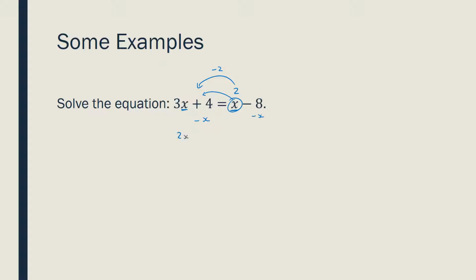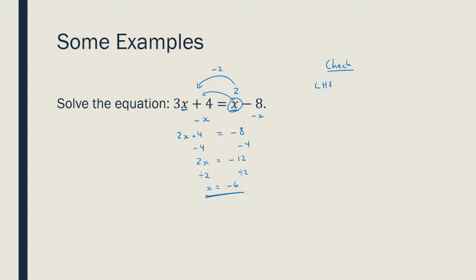So we're going to get 2x plus 4 equals -8. Now you can see this is just like any other equation you would have seen before. So we subtract 4 from both sides. We get 2x equals -12. And then we divide both sides by 2. So we're going to get x equals -6. So that's our answer.